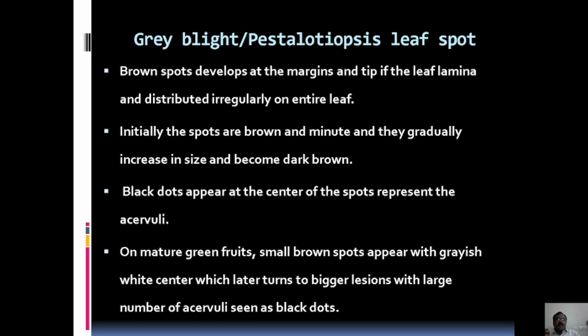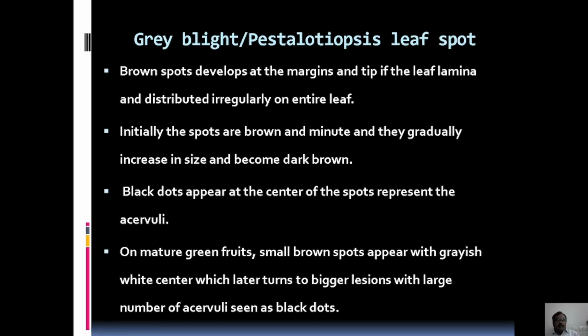And then grape blight or Pestalotiopsis leaf spot, which is causing a brown spot at the margins of the leaf, and the tip of the leaf lamina gets disturbed and dried irregularly. Initially, these spots are brown in color, later enlarging with a dark brown margin and gray center. There are numerous black dots at the gray center, and these black dots represent the acervuli of the fungus.